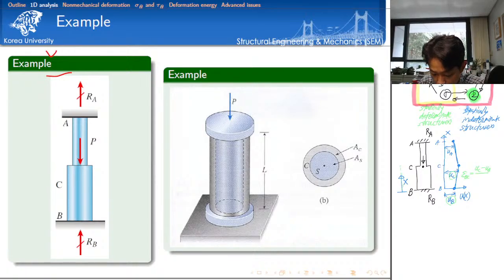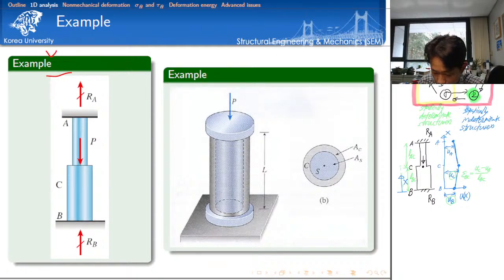So I forgot the length here. For example, I want to consider this as LBC, and also we want to consider this as LAC. So it should be divided by LBC, okay? Simply speaking, we subtracted the nodal coordinate of point B from the nodal coordinate of point C. That is equal to the length of the BC segment.